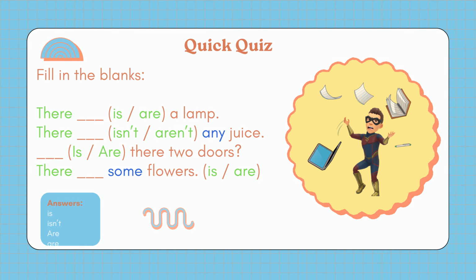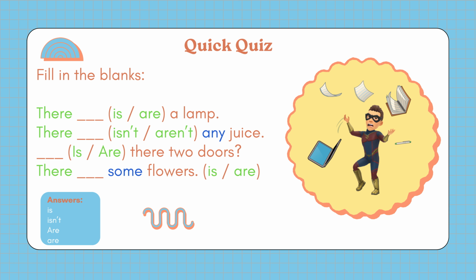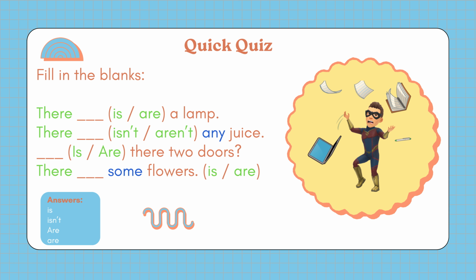Let's check your understanding with a quick fill-in-the-blank quiz. There, a lamp. The answer is because it's one lamp. There, any juice. We say isn't, a singular negative. There 2 doors? It's are for a plural question. There, some flowers. That's are because flowers are plural. Great work. Keep thinking about whether it's one thing or many. That's the key. Let's move on and keep building your skills.